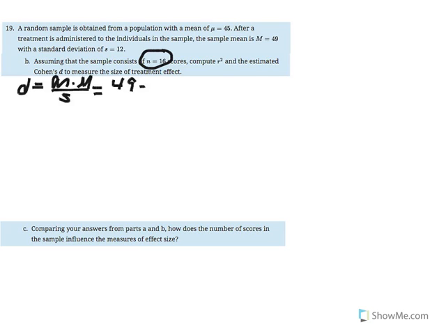49 minus 45 over s, which is 12. We should see something pretty interesting. Again, no effect. There was no difference. The point being here that if we calculate D given a change in N, we won't see any difference. Again, this is why we use D.